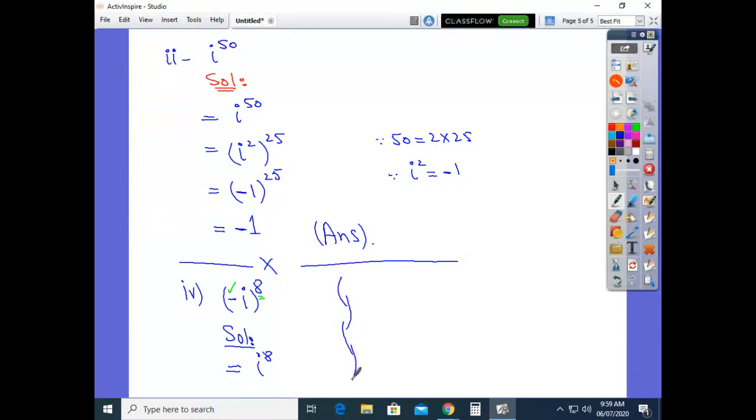Now, we can write iota 8 as iota square raised to power 4. What is iota square? Iota square is negative 1 raised to power 4. Again, the power is even, therefore, negative 1 becomes positive 1, which is our required answer. Is there any question? Please raise your hand.